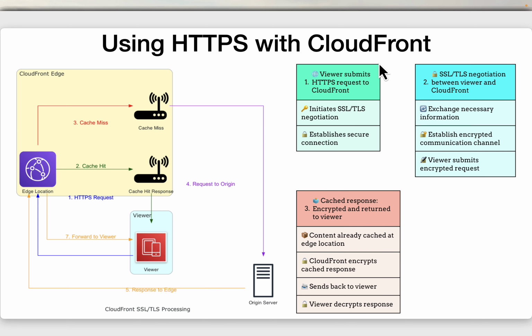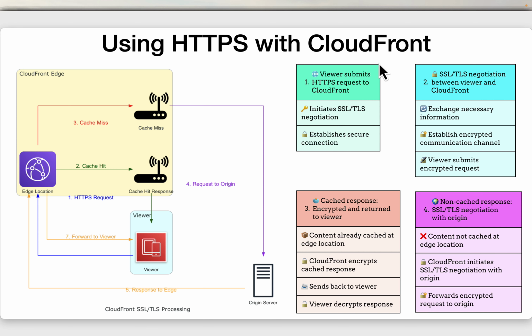If the requested content is already cached at the nearest CloudFront edge location, CloudFront encrypts the cached response and sends it back to the viewer. The viewer then decrypts the response to access the content. If the requested content is not cached at the edge location, then CloudFront initiates another SSL/TLS negotiation, this time with the origin server. Once the negotiation is complete, CloudFront forwards the encrypted request to the origin server.